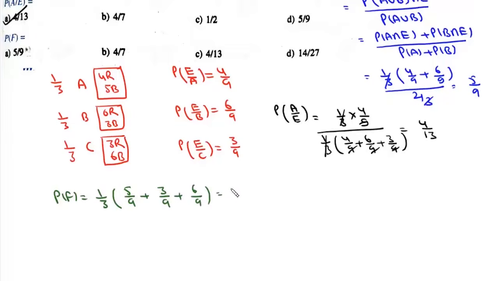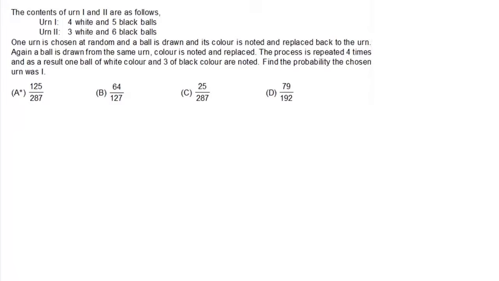Now this is 14 by 27, and that's your option D. Now the question is, we have two urns, urn 1 and urn 2. Urn 1 contains 4 white and 5 black balls. Urn 2 contains 3 white and 6 black balls.